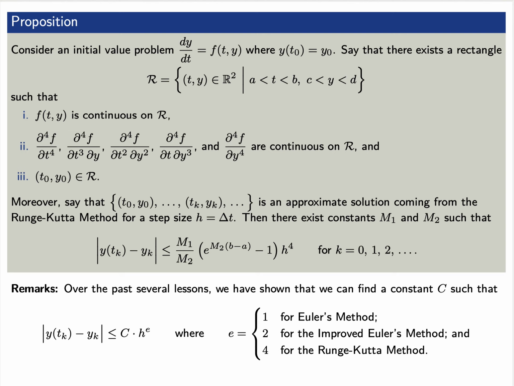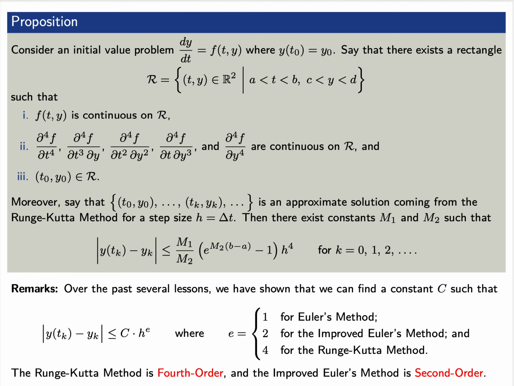In other words, we've now shown that the error satisfies an inequality of the form C times h^E. In this case, E is equal to 1 when we're dealing with Euler's method, E is equal to 2 when we're dealing with the improved Euler's method, and E is equal to 4 when we're dealing now with the Runge-Kutta method. For this reason, we say that the Runge-Kutta method is a fourth order method, and the improved Euler's method is a second order method. Thanks very much for watching.